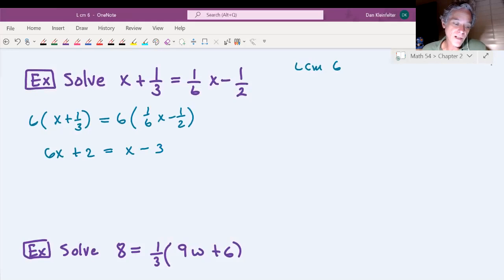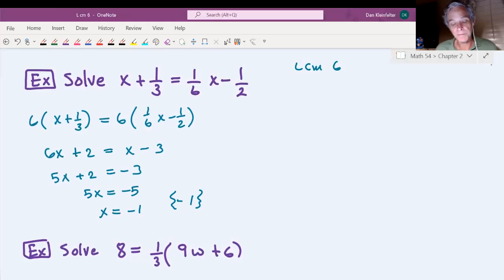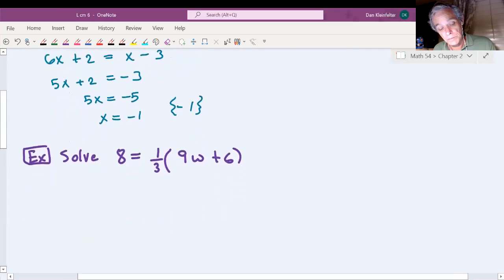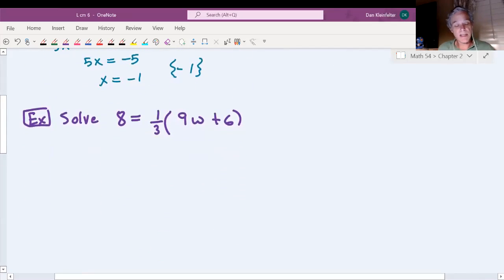Okay, fractions all gone. Let me subtract a single x from both sides. Then add or subtract 2 from both sides. And finally divide by 5. So our solution here is going to be -1. Okay, let's try the next one next.